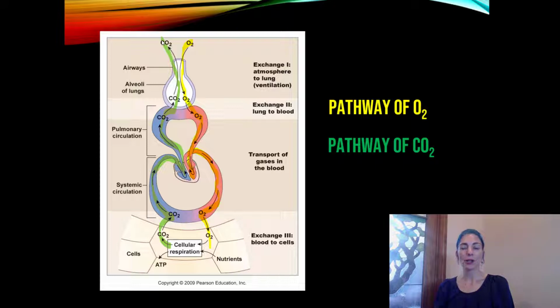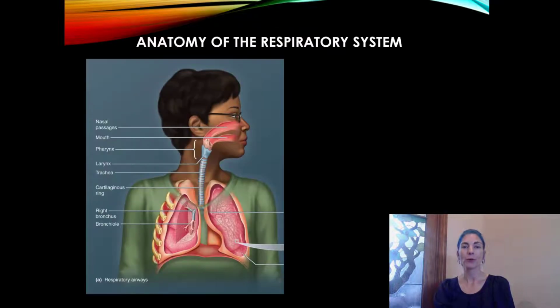So at this point, we're going to switch gears and look at the anatomy of the respiratory system. So this is anatomy light. In other words, we're not looking at it in detail like we would in an anatomy course. This is a physiology course, so we look at it in as much detail as we need to understand the physiology. So we're going to start with the upper airways.